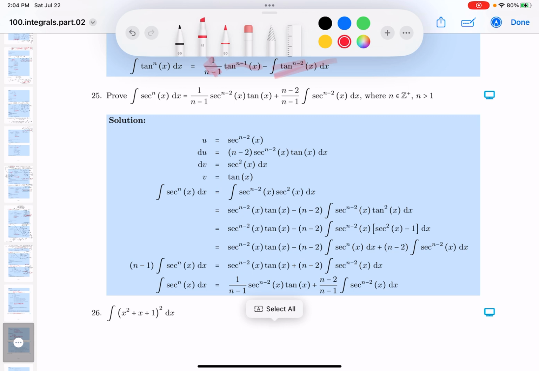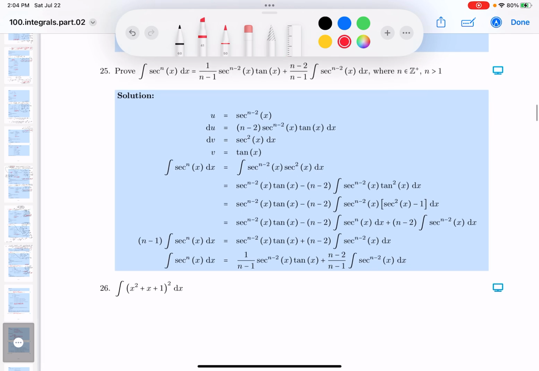I look for something, and I'll tell you what I look for. I look for borrowing something from the secant. The secant squared is what I borrowed from it, and if I did that, what would you get? You get this over here, and then I start to realize that I'm going to start throwing parts down over here. So I'm going to say, u is equal to this, du would equal to this over here.